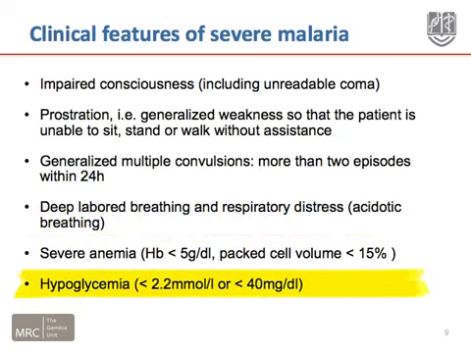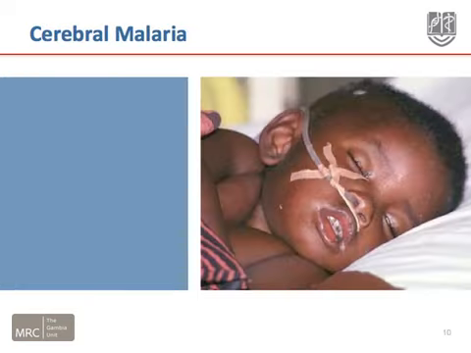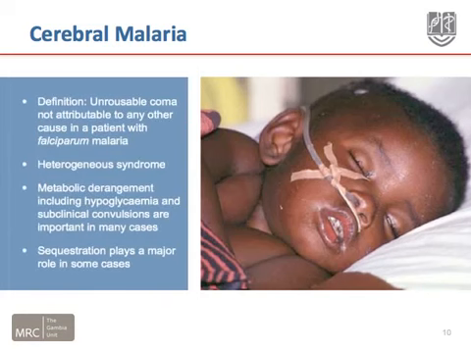Hypoglycemia as well, here defined as a blood sugar level of less than 2.2 millimoles per liter or 40 milligrams per deciliter. These are the main features of severe malaria. There are other less common ones which tend to occur in adults. So let's discuss in detail some common syndromes of severe malaria.